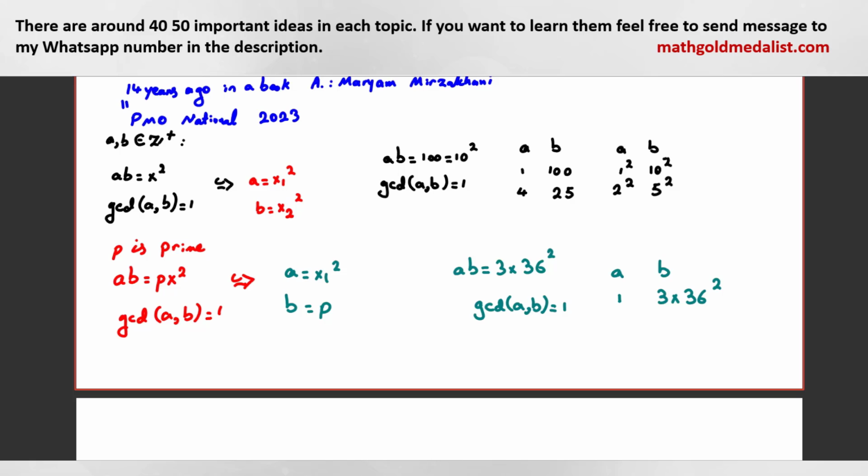Want a hint that the other case is what, or do you want to keep trying? Could you give me the hint? Okay, sure. So 3 times 36 is 4 times 9, 9 squared and 4 squared, right? Agreed? So 81 and 16. 3 times 9 squared, 3 times 81 and 16, right? Okay, so one of them is x1 squared, the other one is p times what?